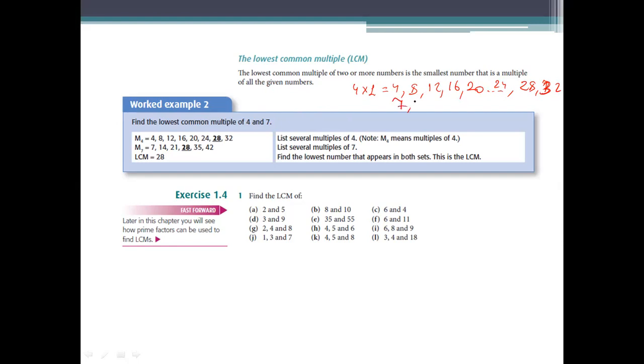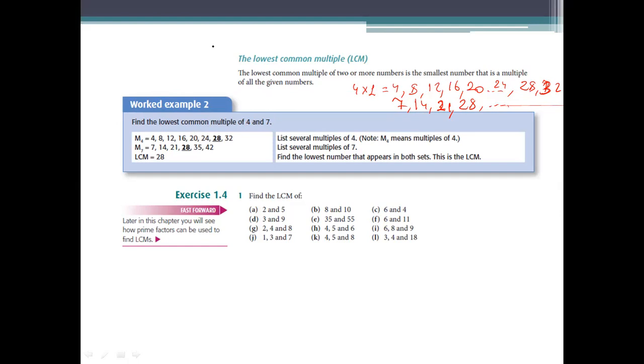7 times 1 is 7. 7 times 2 is 14. 7 times 3 is 21. 7 times 4 is 28. And so on. So what was the question? Find the lowest common multiple of 4 and 7.